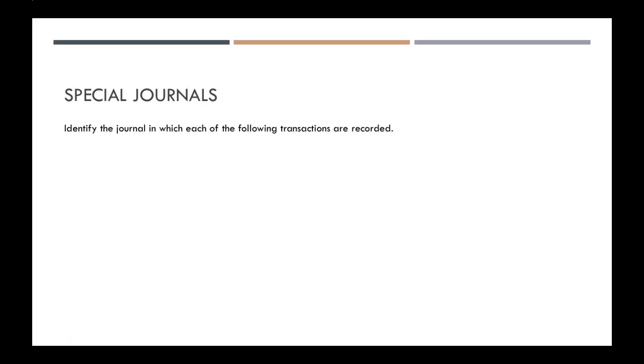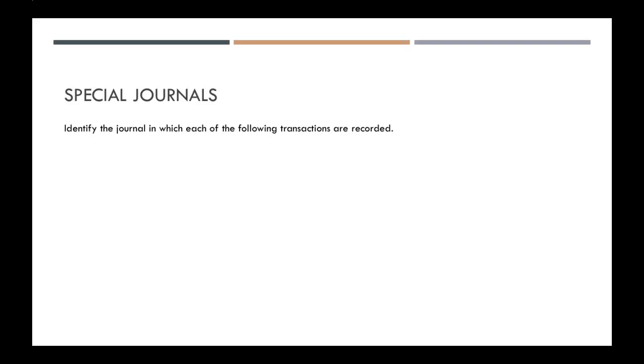Now in chapter 7, you started learning about special journals. So we had a few different special journals, right? We had the sales journal, the purchases journal, cash receipts, cash payments, and the general journal. And then you had to identify which journal a bunch of transactions would fall into.